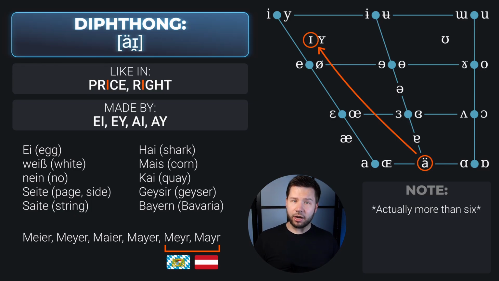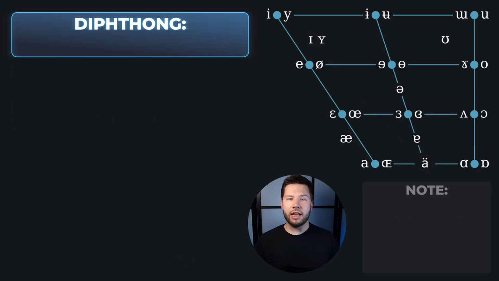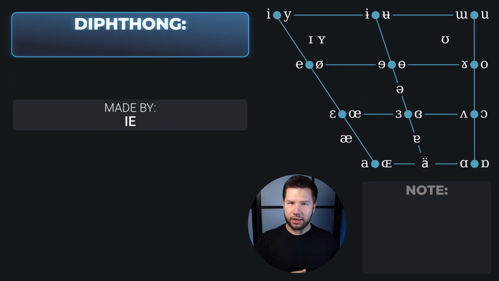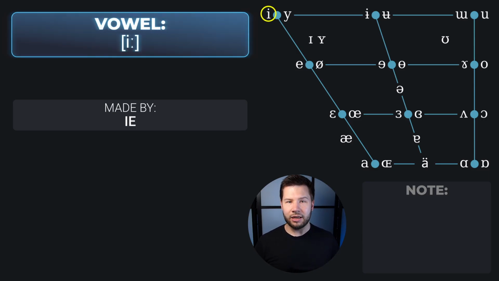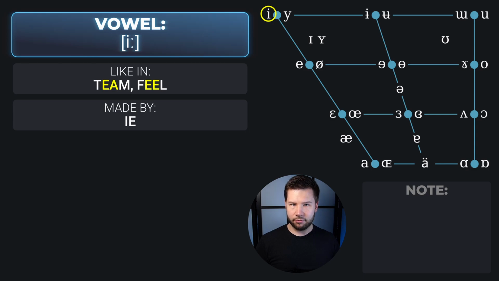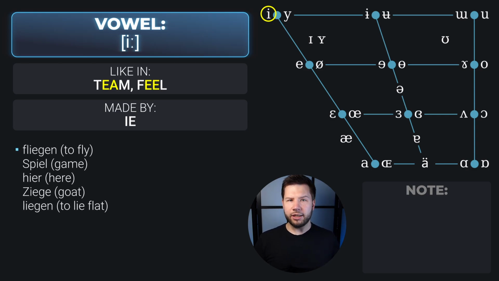As you might have noticed, the combinations EI and AI are way more common, as we don't really use Y all that much in German. Now, if we take EI and reverse the letters, we get IE, which looks like a diphthong at first glance, but it's actually just a long E sound, like in team or feel. Some examples are fliegen, Spiel, hier, Ziege, liegen.